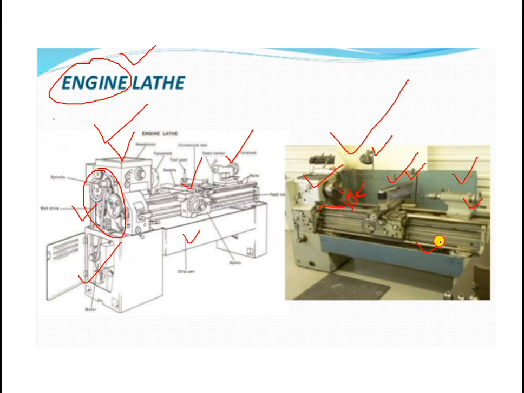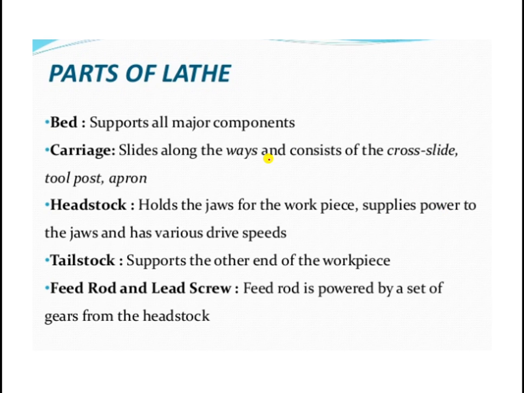This is your lead screw, lathe bed. These are the lathe guideways on which the carriage is moving. The same thing is available here in this picture. I have already explained these components. What do you mean by bed? It supports all major components.